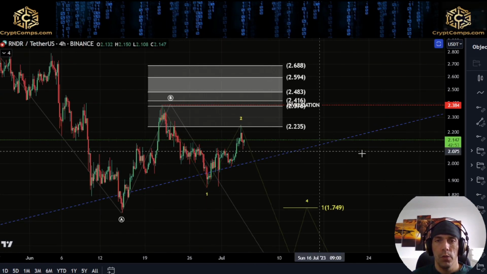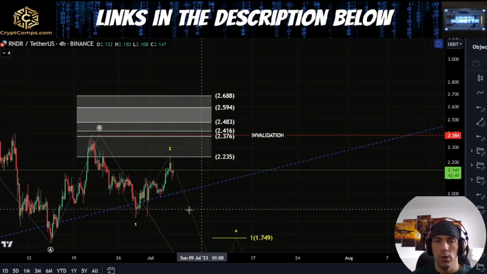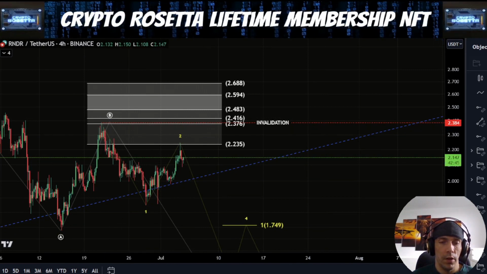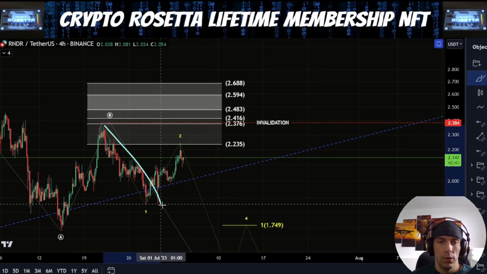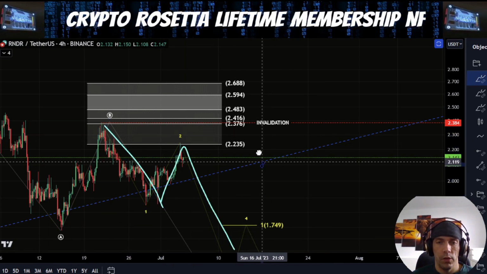But nevertheless, if we do continue to hold this top here, which would actually be this $2.38, which was directly into this golden pocket area here, if we do continue to hold that as a high, we get a 3-wave move up here, and then we see continuation to the downside.